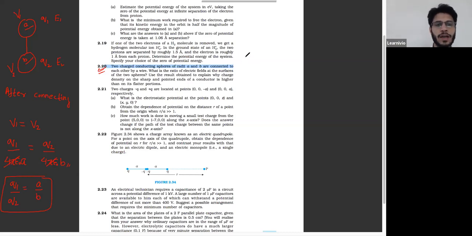The next thing is, you're supposed to calculate the ratio of charge density. Can you calculate sigma, Johanna? What is the formula for calculating sigma, surface charge density? Q by A. Yes, Q by A. So the charge on the first sphere is Q1. What's the area of the first sphere? Surface area of this. Pi r square? It's a sphere, not a circle. Sphere is 4 pi a square. Similarly, what is sigma 2? Q2 by 4 pi b square. Great.